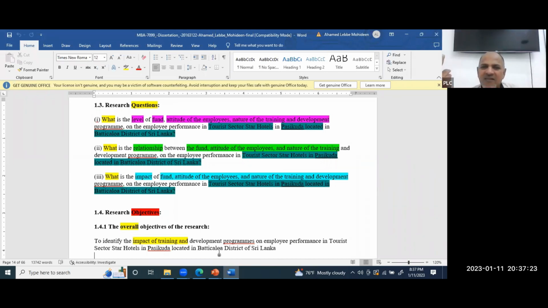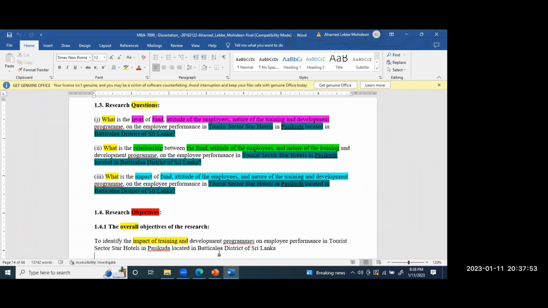Yes, easy. Then you have identified the problem, right? What is that? Attitude, fund, training. Okay, I have put in the conceptual framework that I have identified three variables. I have to put those variables here. What is the level of fund, attitude, nature of the training and development? Okay, clear? Understood? Yes, sir.